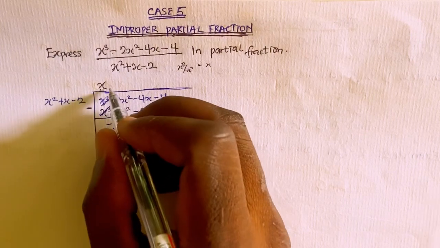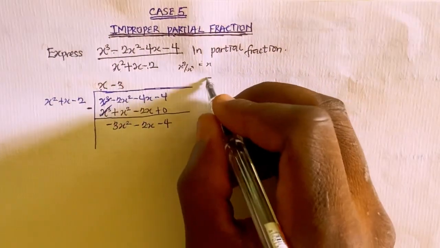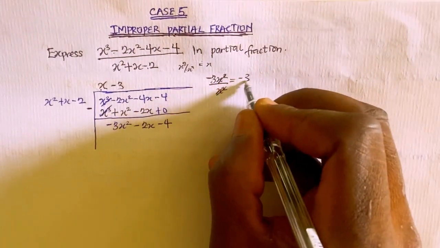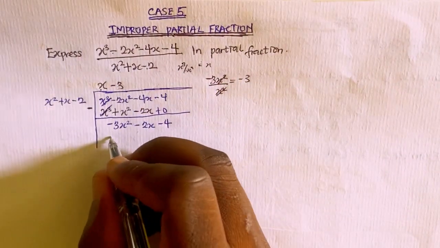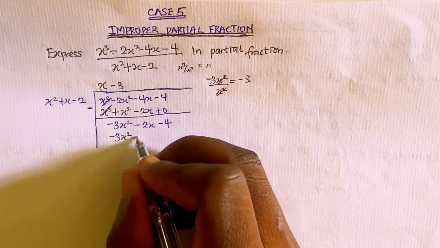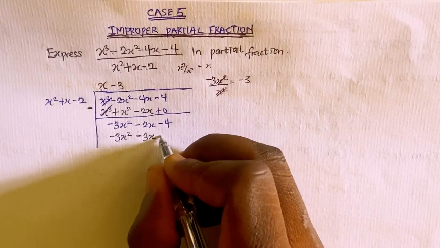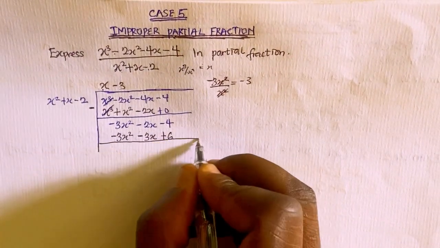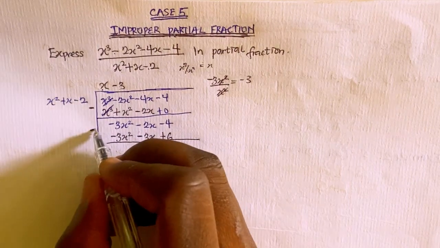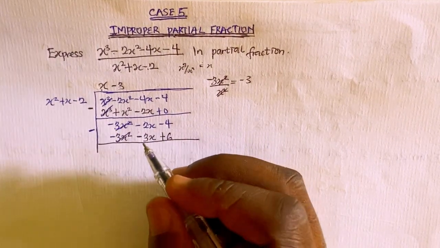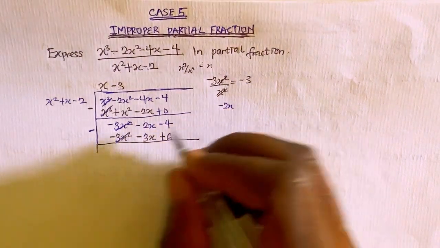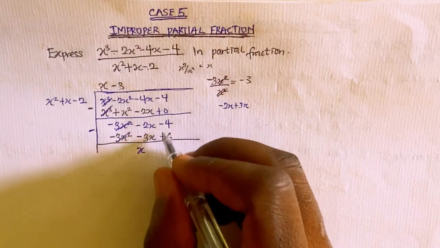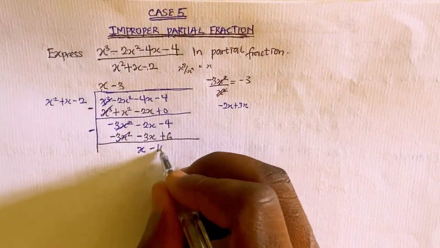Dividing again, I'm going to have minus 3, because minus 3x squared divided by x squared cancels, giving minus 3. Then I'm going to use this minus 3 to multiply everything. I'm going to have minus 3x squared, then minus 3x, then plus 6. Then I will go ahead and subtract. This will cancel this out. Then I'm going to have minus 2x, and this is actually plus 3x, which is x. Then minus 4 minus 6, that's minus 10.